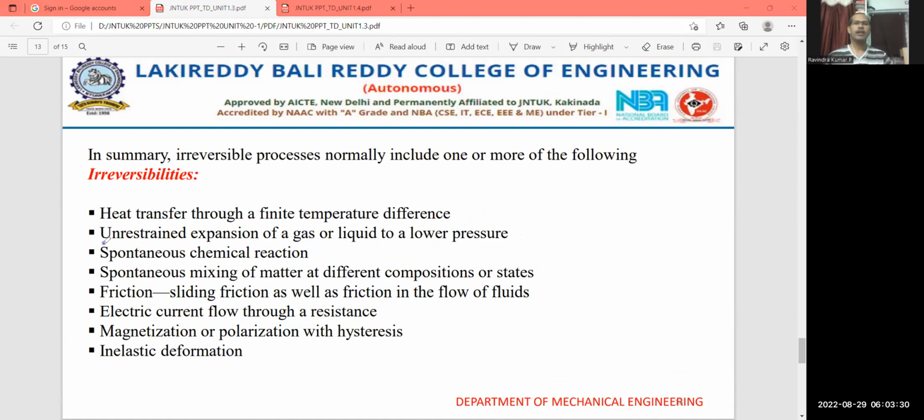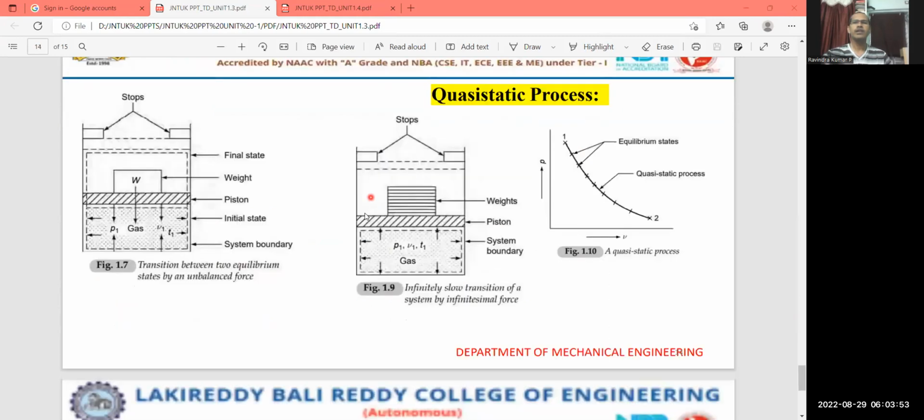Observe this one: unrestrained expansion of a gas or liquid to a lower pressure. Spontaneous chemical reaction is also an irreversible process. Similarly, electric current flow through a resistance is irreversible. So these are the things we discussed in the last class.